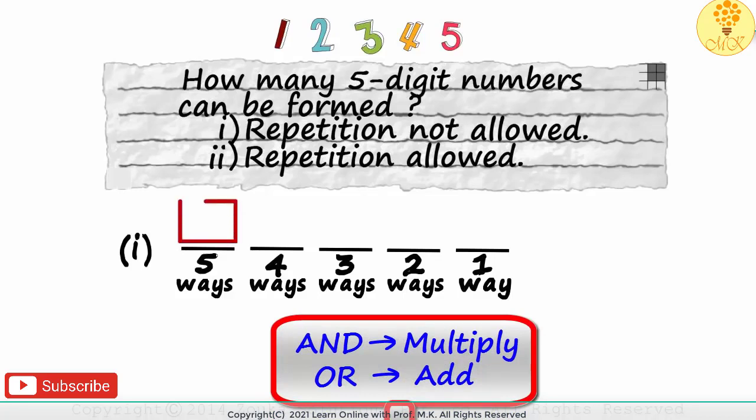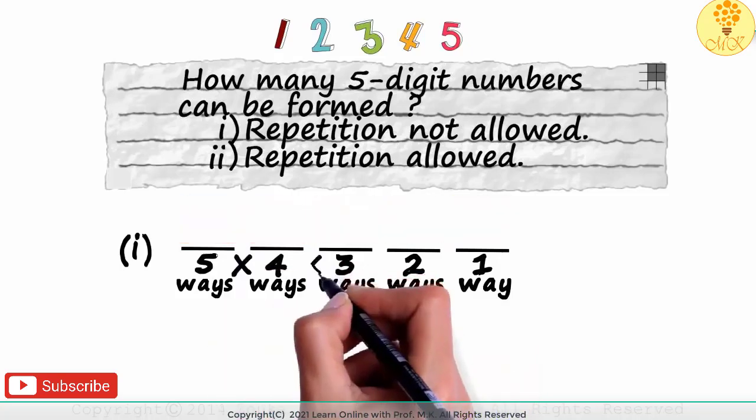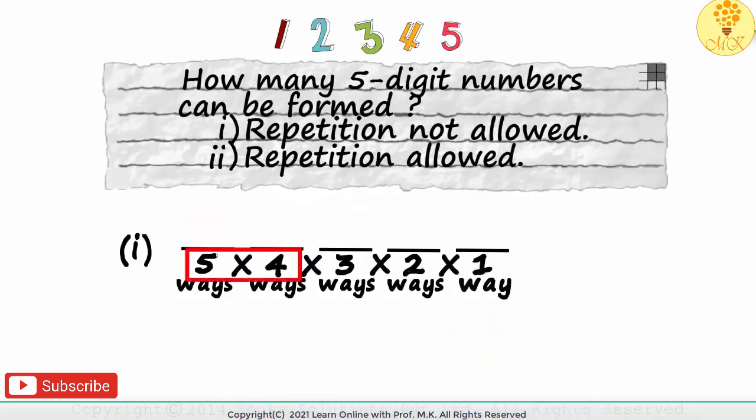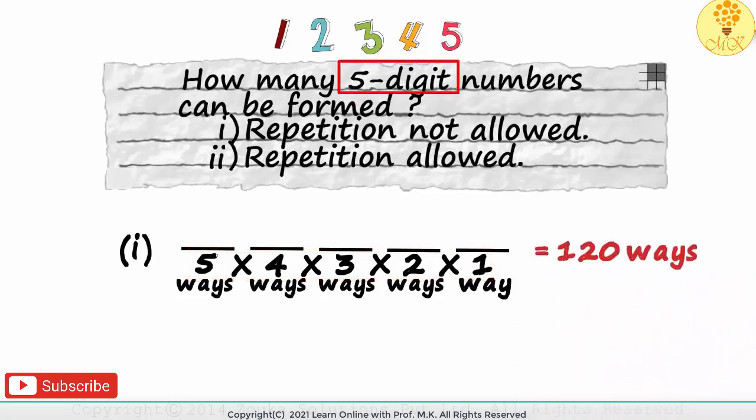As we are filling the first and the second and the third slots and so on, we will be multiplying these. 5 times 4 is 20, 20 times 3 is 60, and 60 times 2 is 120. There are 120 5-digit numbers that can be formed using these 5 digits, provided repetition is not allowed. This is actually 5 factorial.